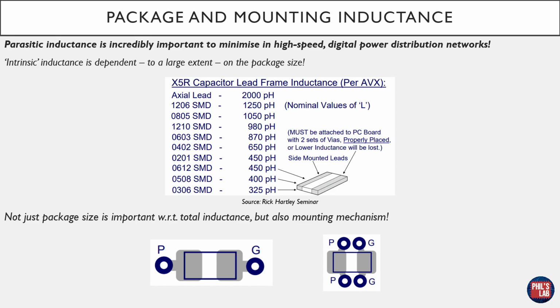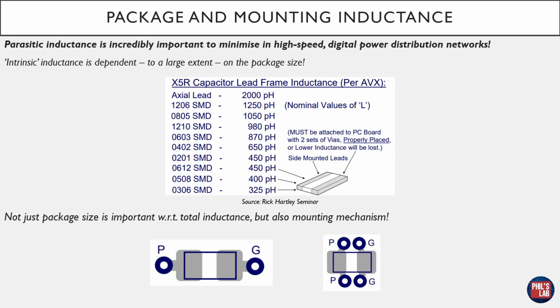The reason why parasitic inductance is incredibly important, and why we should typically be aiming to minimize it, especially in high-speed digital power distribution networks when we're using these capacitors as decoupling or bypassing, is of course that we saw that the high frequency performance of these capacitors is basically non-existent.